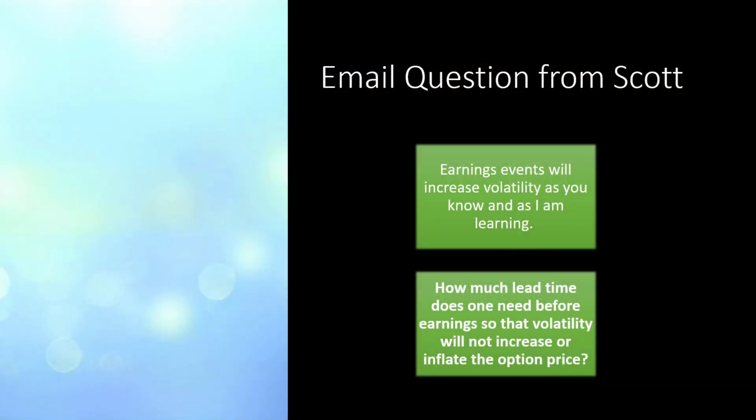We had a question come in from Scott, a simple question related to earnings and trading options around earnings. Scott asked, "Earnings events will increase volatility, as you know, and as I am learning. But how much lead time does one need before earnings so that volatility will not increase or inflate the option price? In other words, how much prior to the earnings event does Scott need to get in before he's buying into too high of an implied volatility, where he might experience the implied volatility crush?"